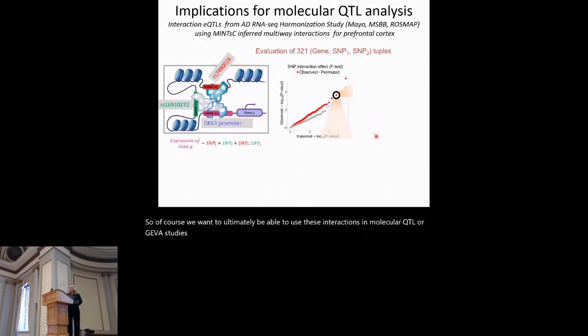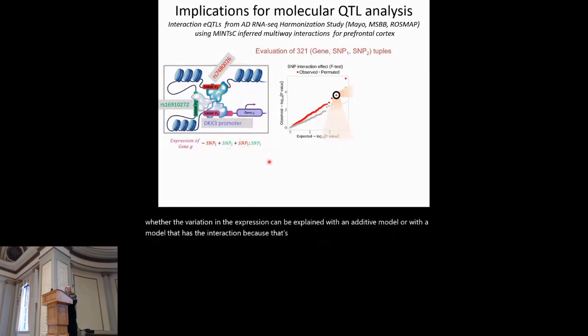Towards that end, we looked at an Alzheimer's cohort, an eQTL study of an Alzheimer's cohort, and the eQTL study was done in cortex. So we looked at the multiway interactions that we identified in the cortex, and we took all the interactions that included at least one gene. And then we looked at whether the other loci in the multiway interactions harbored SNPs, and there were about 321 of them. And then we evaluated whether the variation in the expression can be explained with an additive model or with a model that has the interaction.